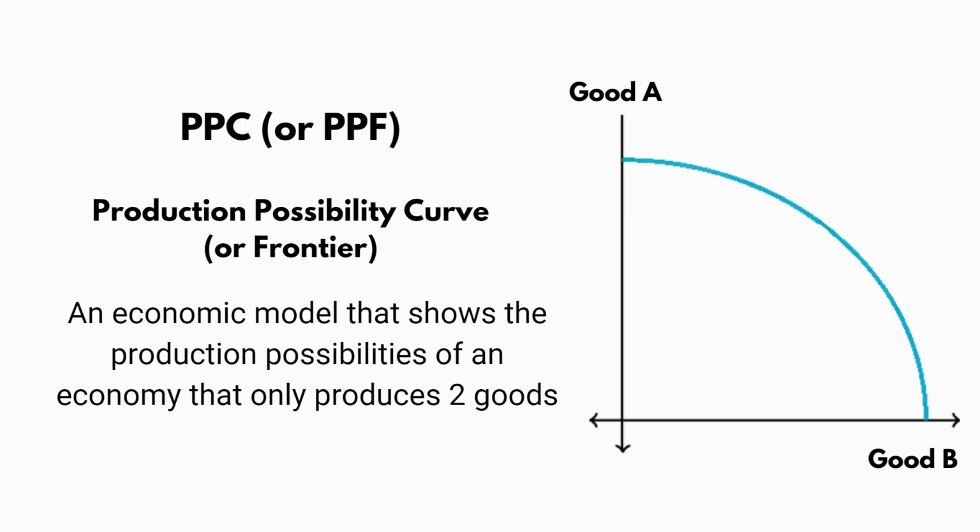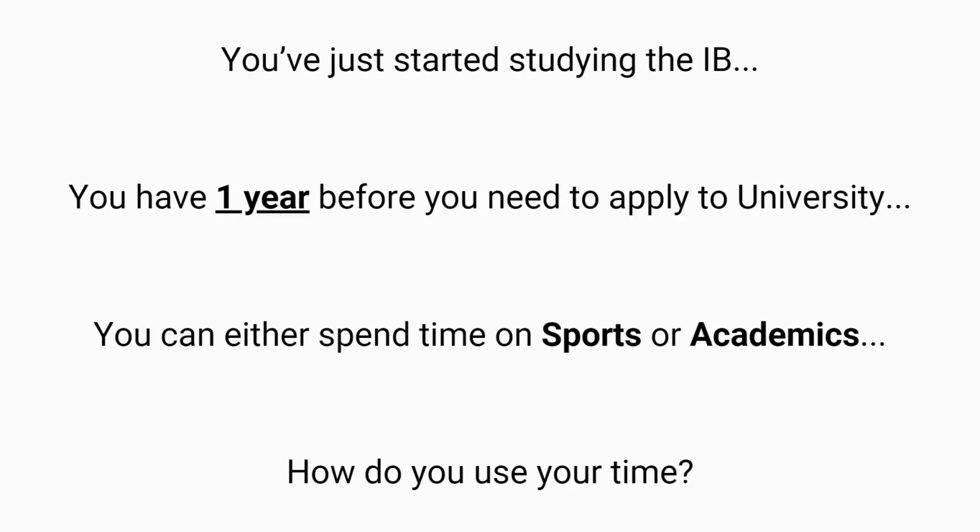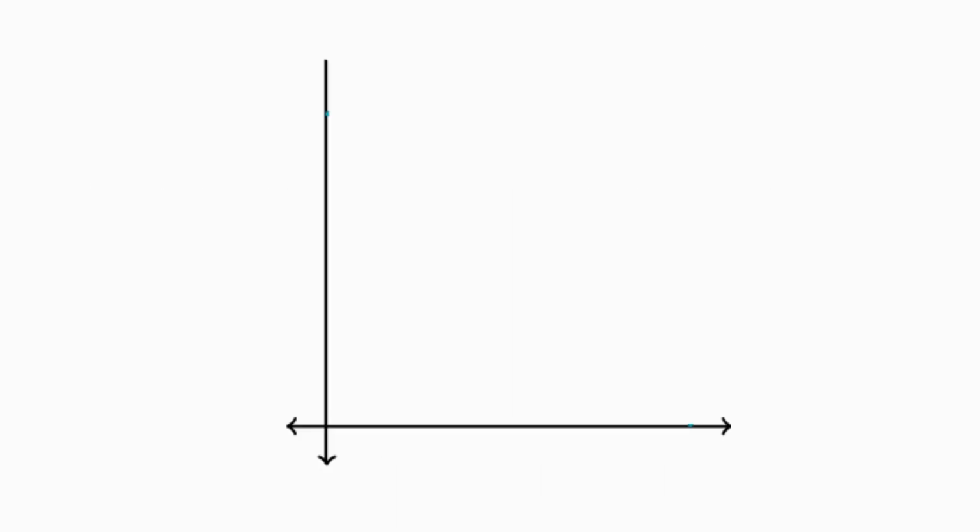Well, to demonstrate how it works, we're instead going to look at it from another angle. Imagine you've just started studying the IB and have 1 year before you need to submit your applications for university. You'll need to make your application as appealing as possible, and you can either spend your time on sports or academics. How are you going to use your time?